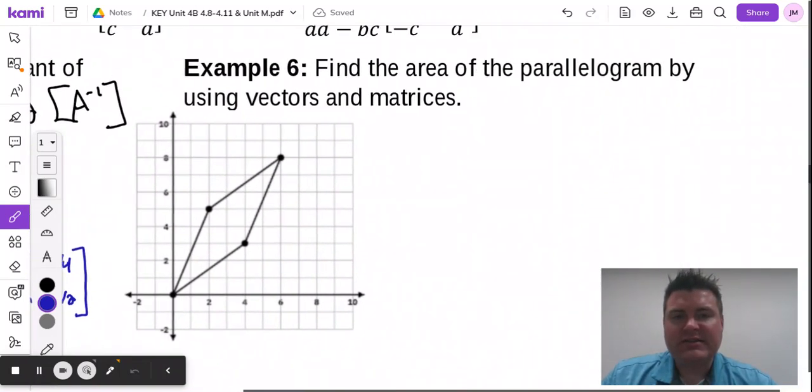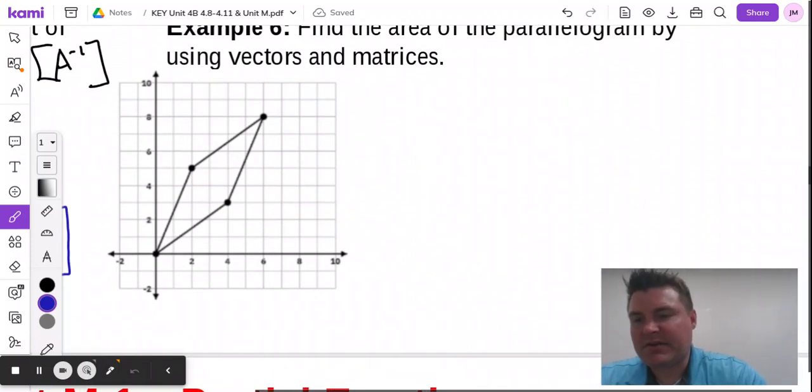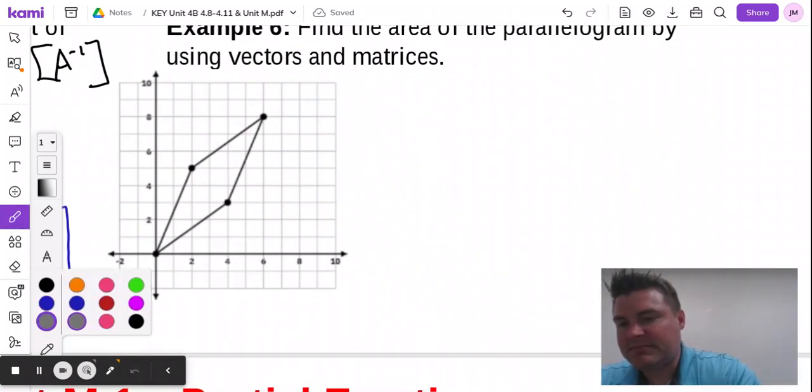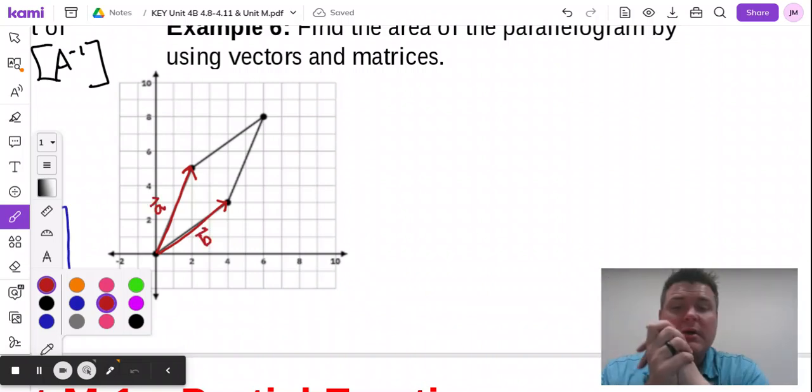All right, last thing here is just another application of the determinants. What we're going to do here is find the area of a parallelogram. It's not really written in the notes. I'll just tell you how to do it. You're going to find these 2 vectors. So I'll call one A and one B. All we're going to do is find the determinant of these 2 vectors.